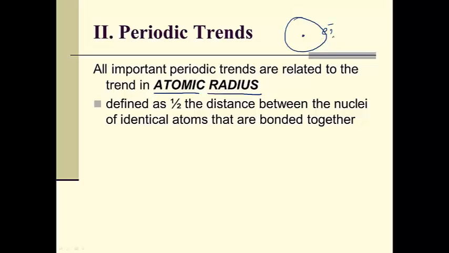So if we don't know where the electron's located, how can you measure the distance from here to where the electrons are? Well, what they did instead is define it as half the distance between the nuclei of identical atoms that are bonded together. So you take a nucleus like that, and you bond it to another atom that's identical, and you measure the distance from one nucleus to the other nucleus, and then you take half of it, and that will be the radius.